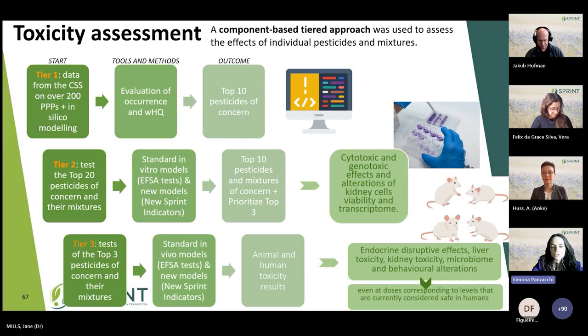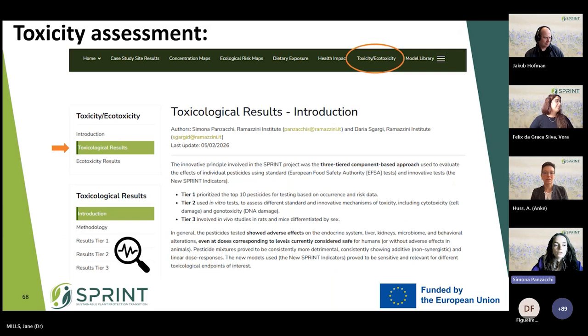This multi-step approach is based on key ideas from the 2019 EFSA guidelines. The next slide provides an overview of the toolbox. Users can follow all 3 stages of the tiered approach by clicking on methodology to get an overview of the main procedures used for this assessment. To learn more about each step, users can click on results tier 1, 2, or 3 and consult the main results obtained for each phase of the research.